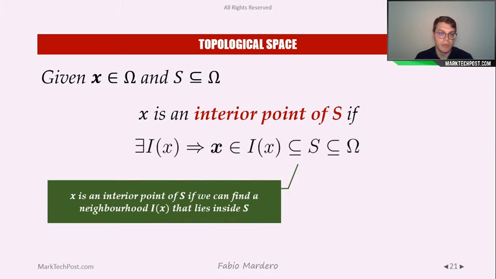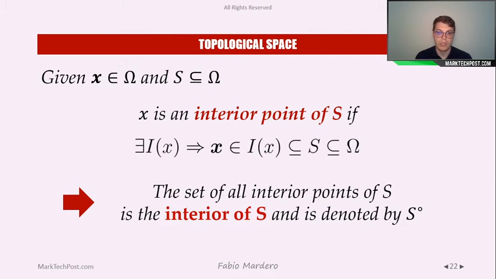So x is an interior point of S if we can find a neighborhood of x that lies inside S. Okay. So if we take a point and we find a neighborhood around it that lies inside S, then x is an interior point of S.